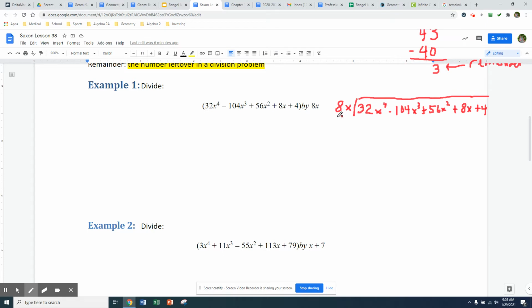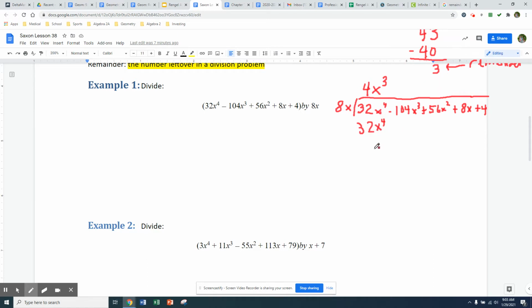Now with the numbers, that can be pretty easy because 8 times 4 would equal 32. So that tells me the number part has to be a 4. But then I look at the x. How could I multiply x by something to make it x to the 4th? Well, that would be x to the 3rd. So I have 4x to the 3rd times 8x. That's going to match up to make exactly 32x to the 4th.